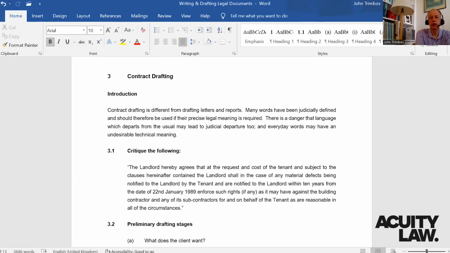If the landlord is taking enforcement action to remedy defects, well, he's protecting his own estate, he's protecting his own investments, so we don't need to do anything for and on behalf of the tenant.